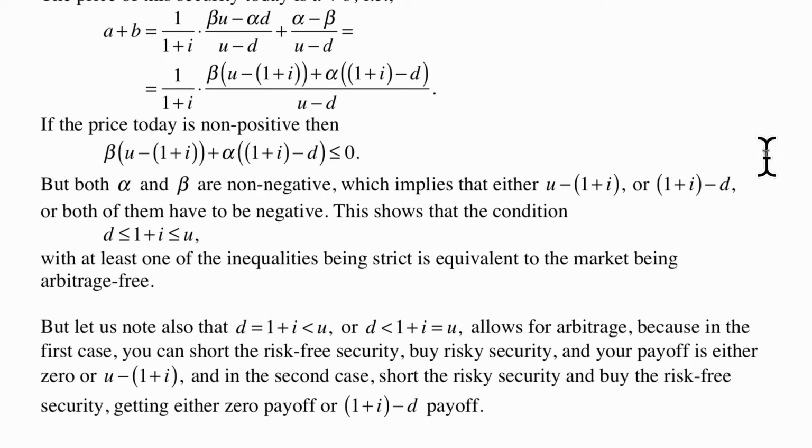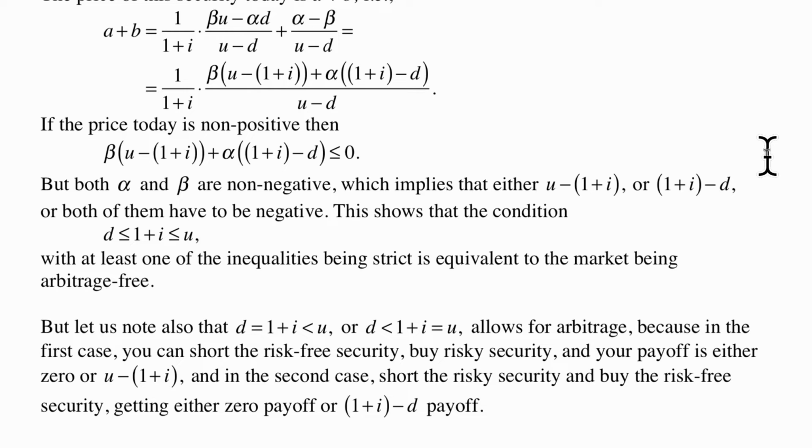But let us note also that d equal to 1 plus I less than u, or d less than 1 plus I equal to u, allows for arbitrage, because in the first case you can short the risky security, and your payoff is either 0 or u minus (1 plus I), and in the second case short the risky security and buy the risk-free security, getting either 0 payoff or (1 plus I) minus d payoff.